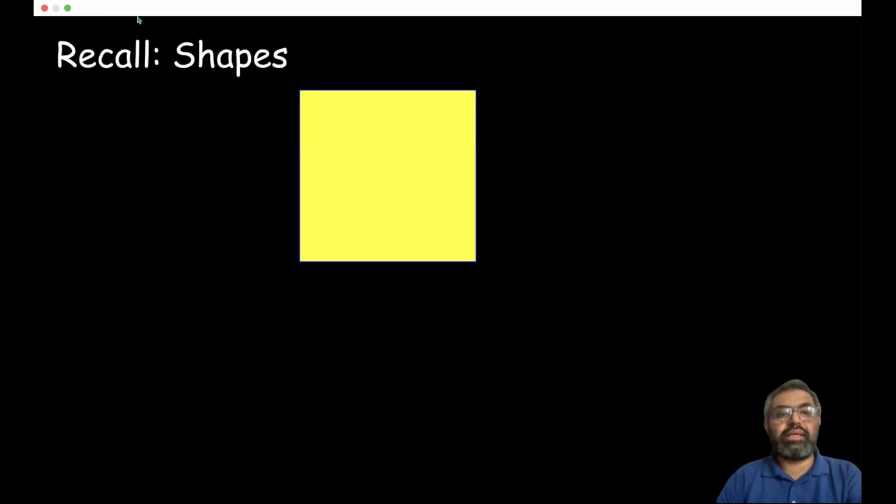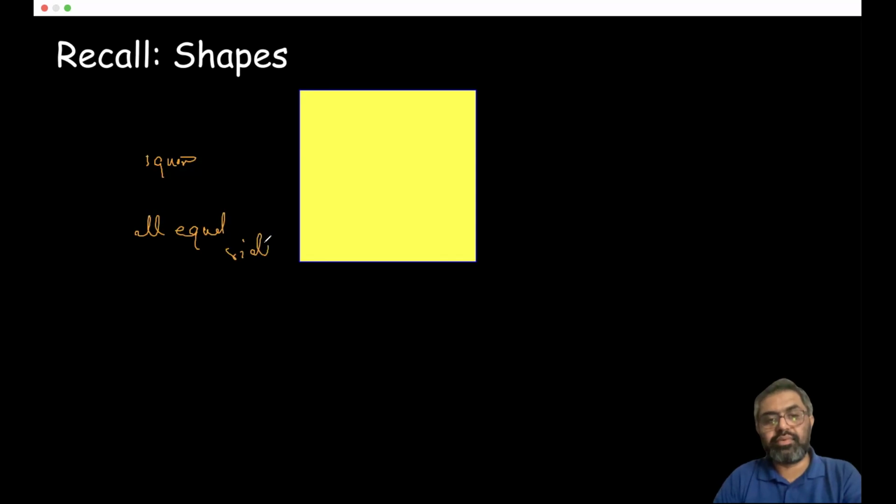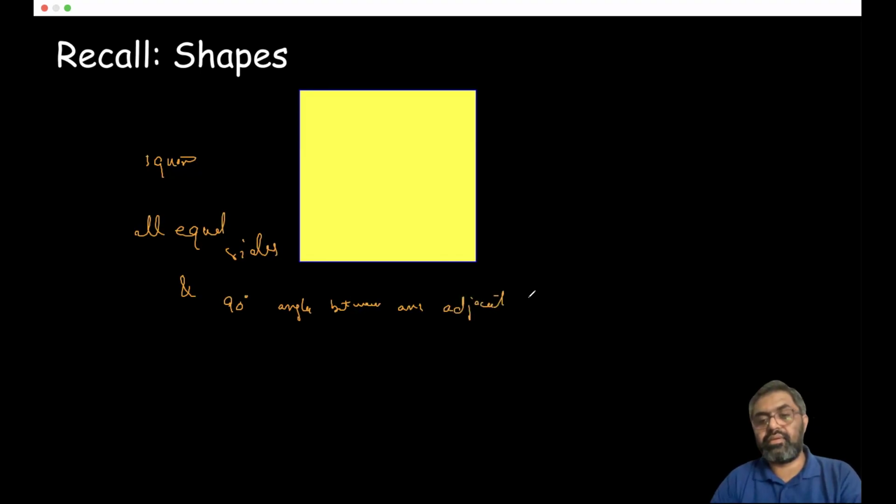So let's quickly recall all these shapes. The first shape is the square. For a square, we know it has all equal sides, all 4 sides are equal, and the angle between any 2 adjacent sides is 90 degrees. So this is quite a strict requirement. So this is 90 degrees, right?